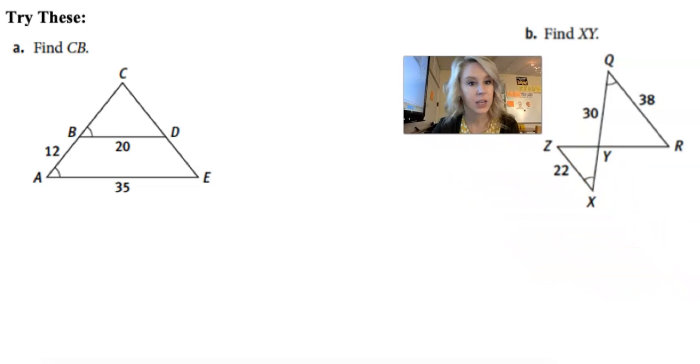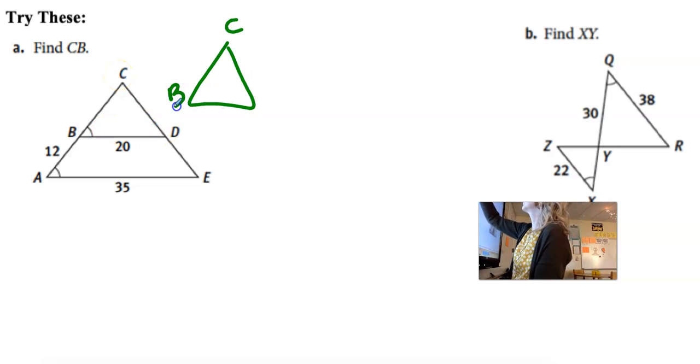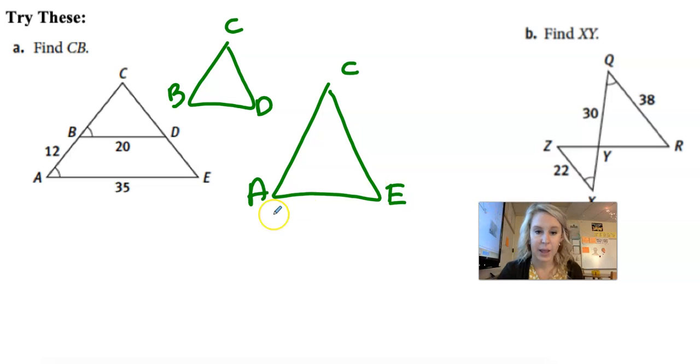All right, so again, I have an overlapping triangle over here. So I'm going to show you another way how to do an overlapping triangle because maybe that will help you out. So I'm going to split these two triangles up. So the first one is my small one, which is CBD. Okay. My bigger triangle is the whole entire thing, CAE. Okay. So this may help us out.